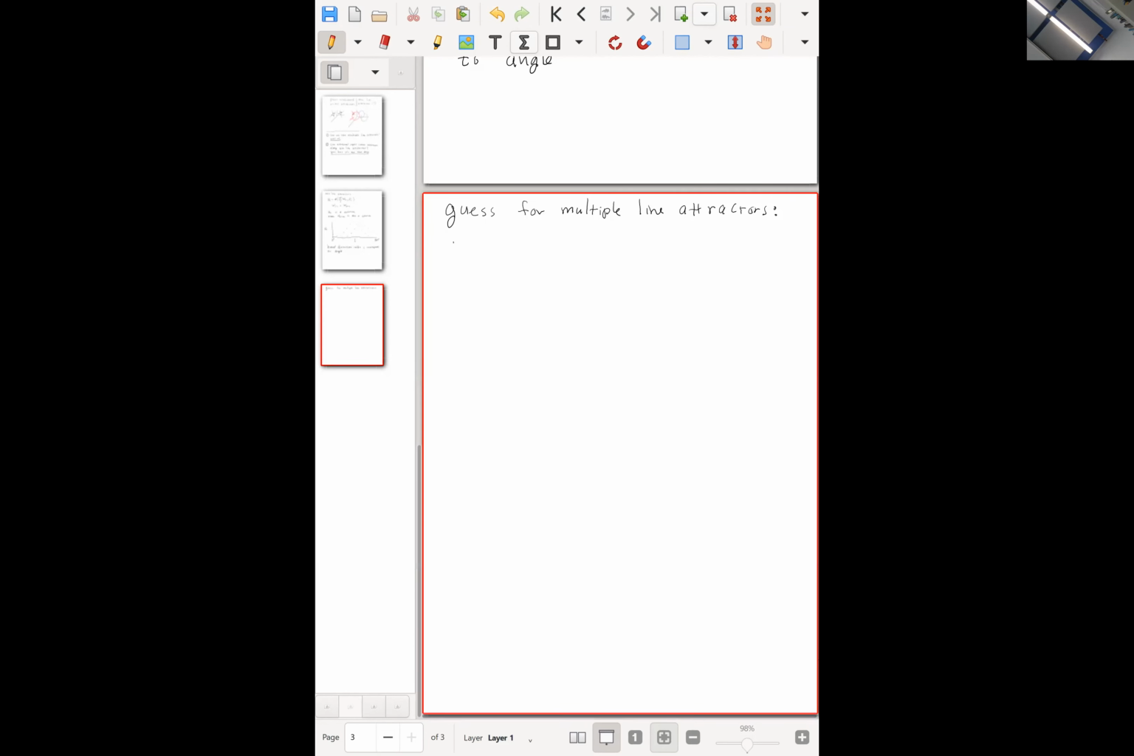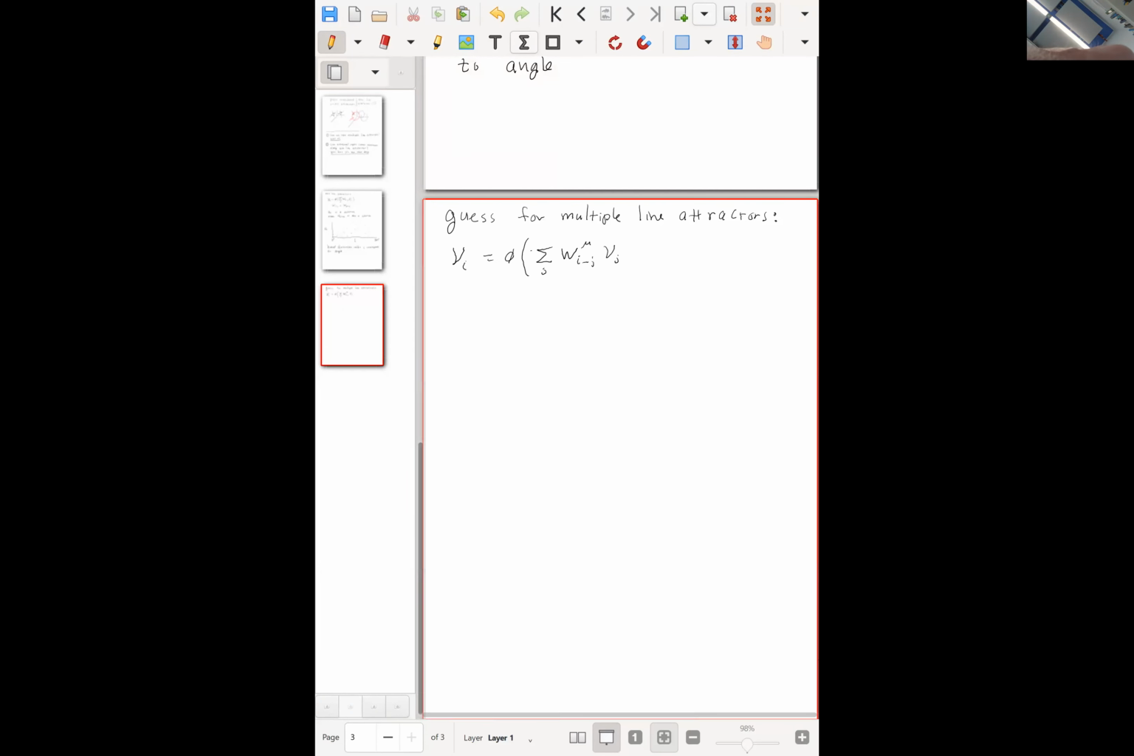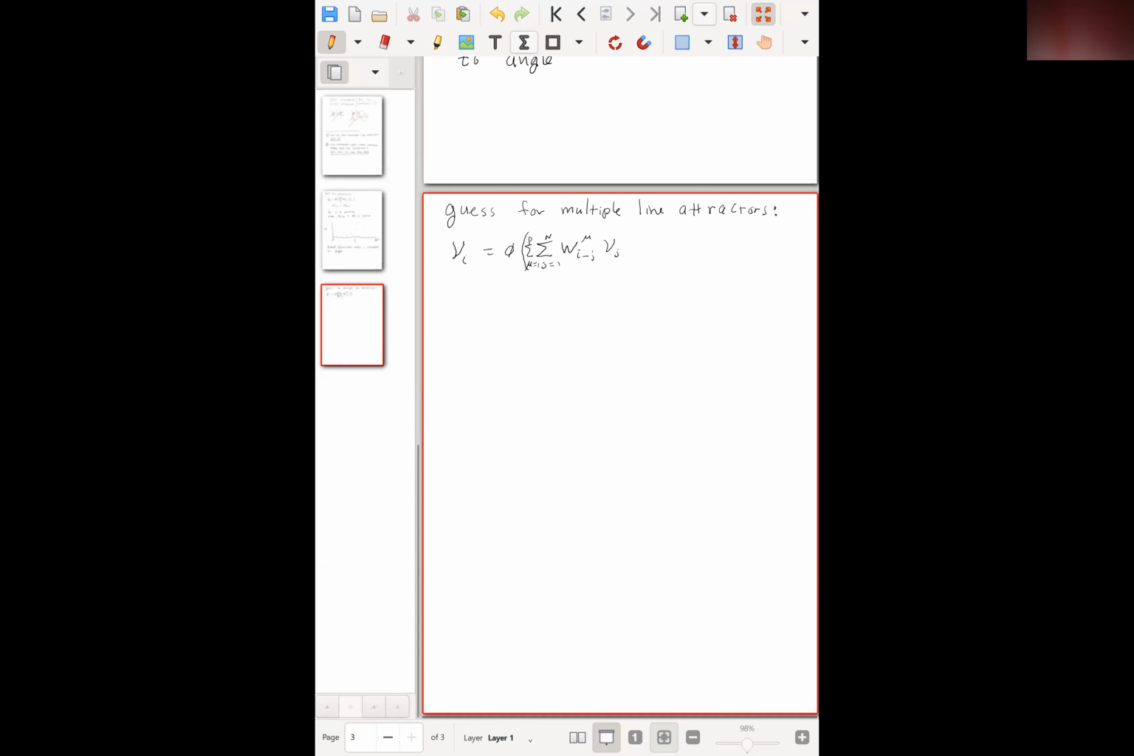Basically, we want to write down equations like this. So nu_i equals phi of the sum on j of w_{i-j} mu nu_j, and sum on mu is a point. So j, we have n neurons, and we have p, in this case, multiple line attractors, so this is p line attractors.